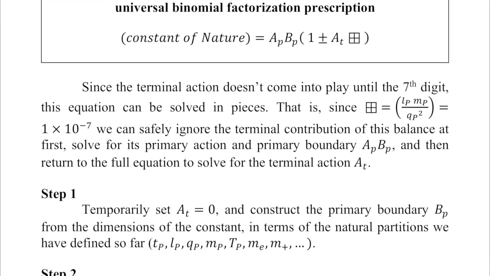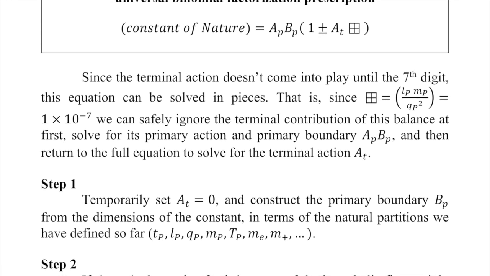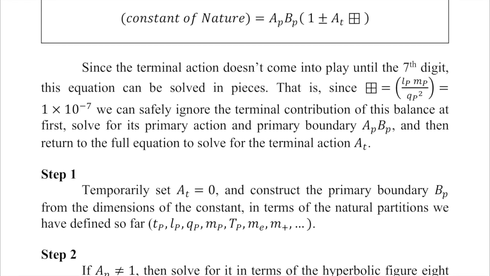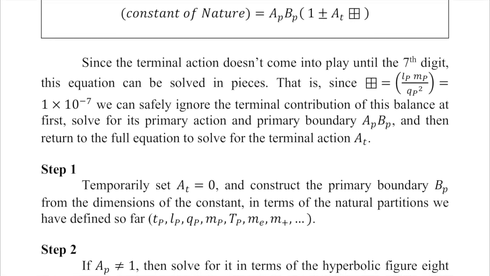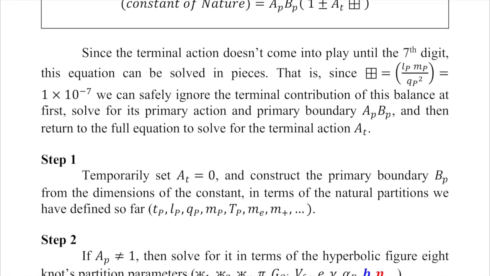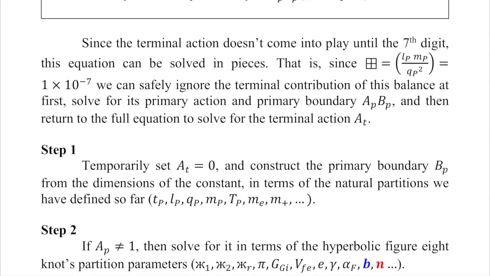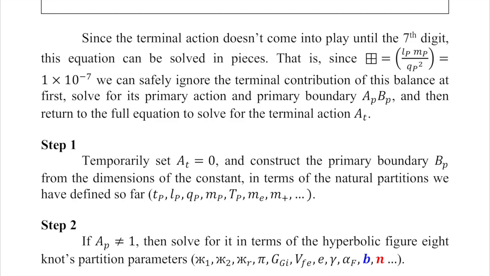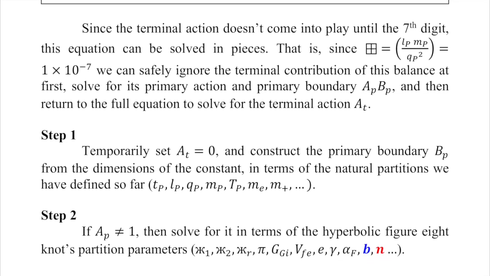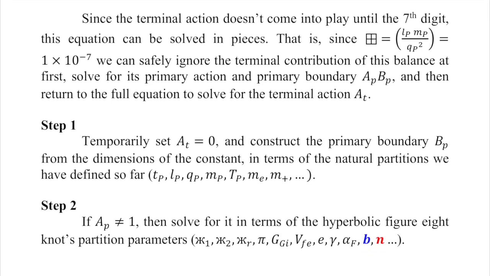And then once we find the primary action and primary boundary, we can return to the full equation and solve for the terminal action. Step 1 is to temporarily set our terminal action equal to 0. We're going to ignore that whole right-hand part, okay? And then whatever constant of nature we're trying to geometrically interpret, we're going to construct its primary boundary from the dimensions of the constant in terms of the natural partitions we have defined so far. So the boundary of time and length and charge, mass and temperature, or the mass of the electron or the proton. So composed from these natural division boundaries.